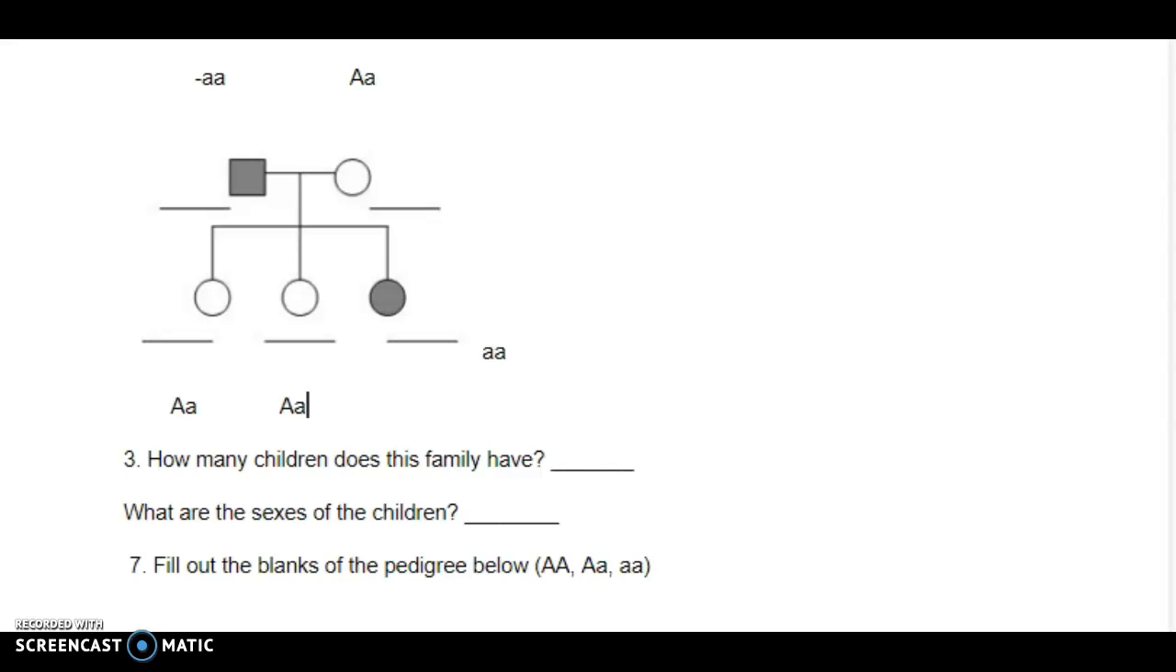How many children does this family have? Well, this is Mom and Dad. This shows that they gave birth to these offspring. So, 1, 2, 3 children. And what are the sexes of the children? They're all three circles. Remember, circles are females. So, they're all girls. And you fill out the blanks of the pedigree below.